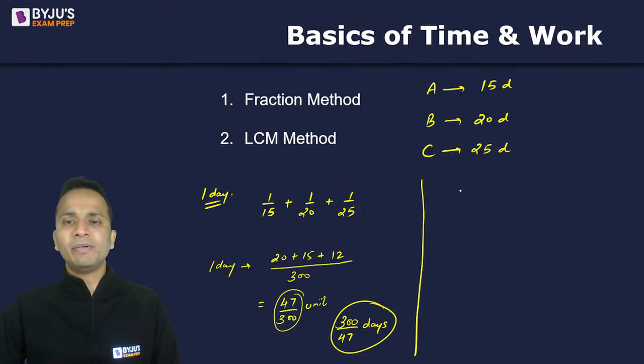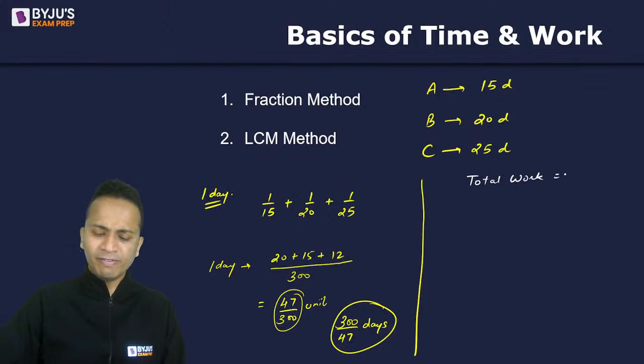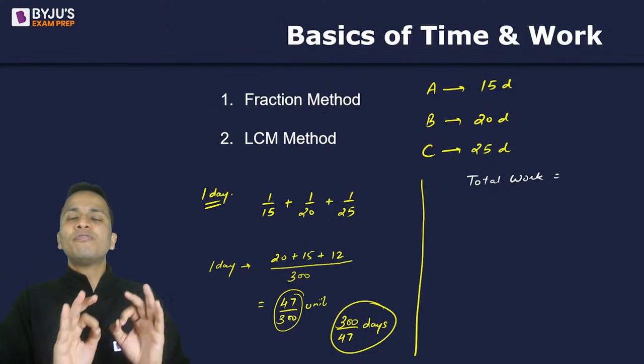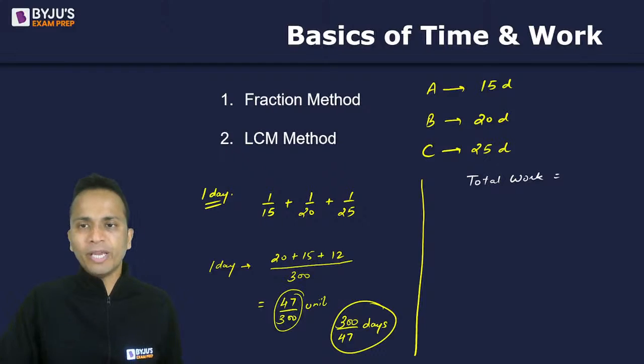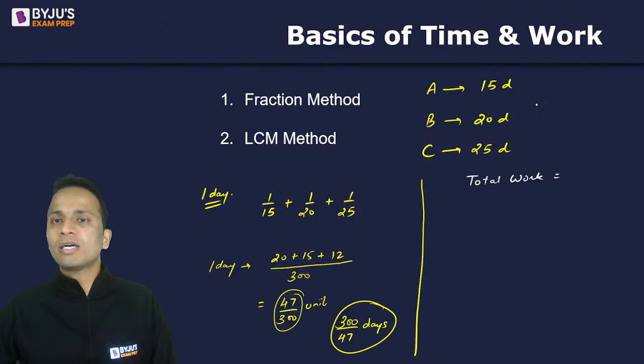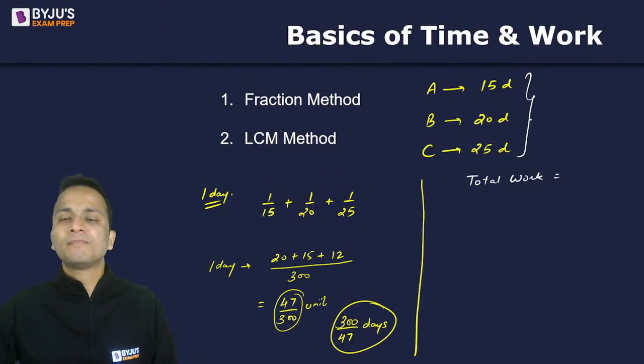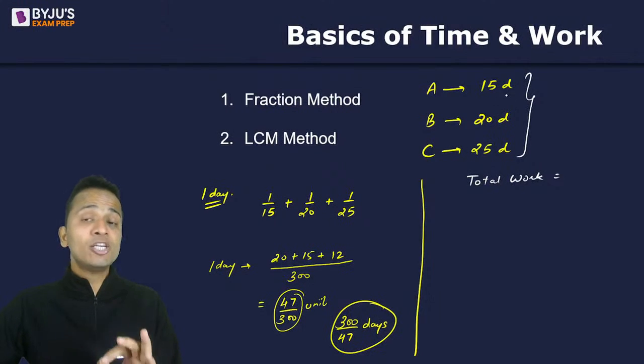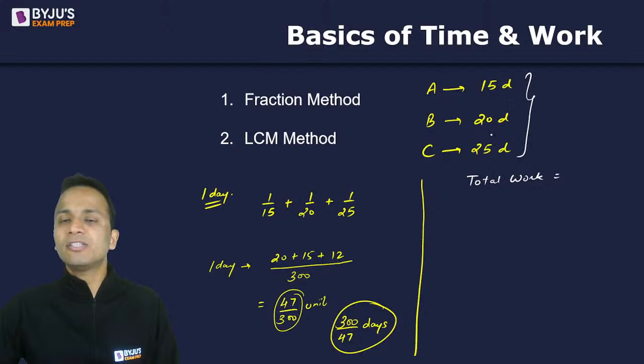Second method is the LCM method, where what we do is at the beginning, we will assume the value of total work. Okay, we'll assume the value of the total work in terms of units of work. Okay, now this total work can be assumed as any common factor, any common multiple of these three numbers.